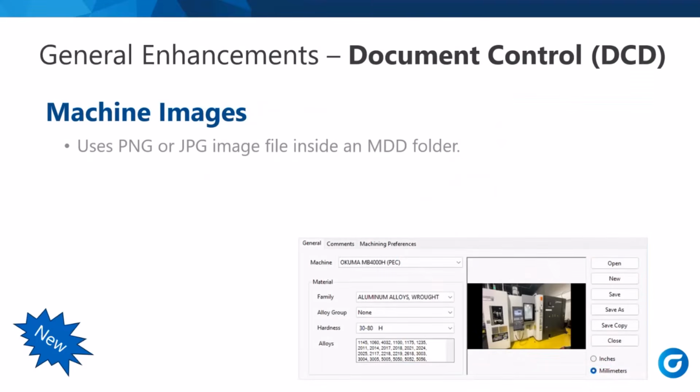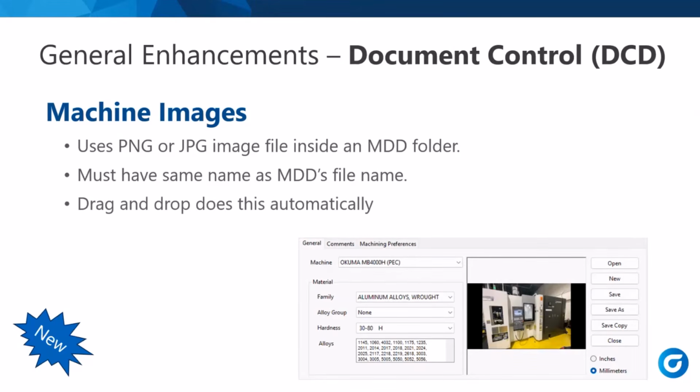And this is machine images. So this allows you to use a PNG or JPEG image file inside an MDD folder. It's actually external to it. It must have the same name as the MDD's file name. So if you're going to do this manually, you would make sure it had the exact same name, but the extension was PNG or JPG, and made sure it was in the correct folder alongside that file. But we have a nice drag and drop function that does this automatically. So that makes it very easy on you.